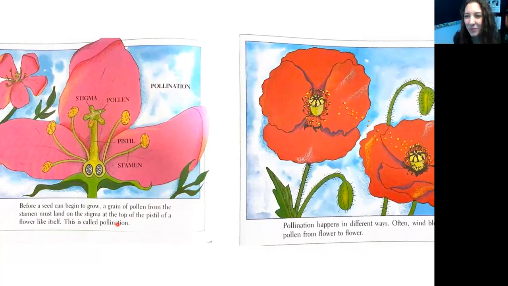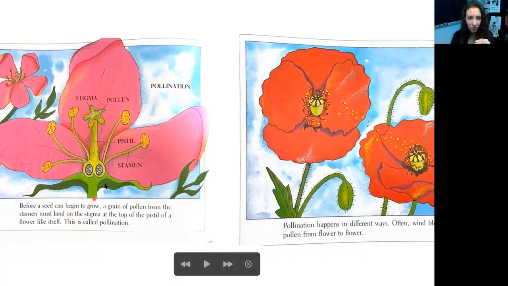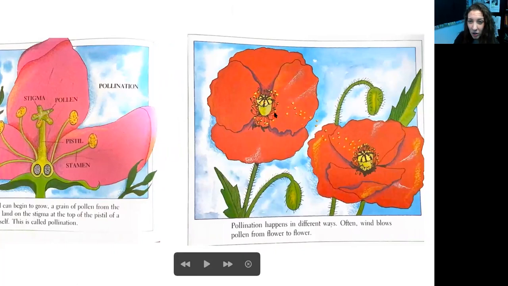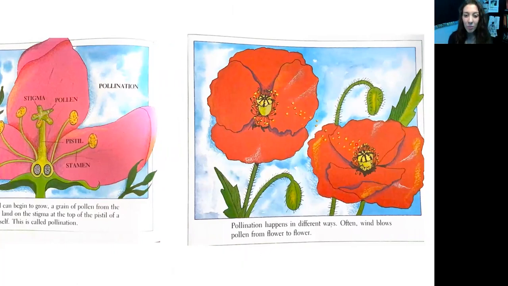There it goes. So basically, before a seed can be made, a little bit of the yellow stuff, the pollen, has to go from this stamen to another flower that's the same exact kind. Kind of weird. So did you know pollen? And here's like a picture of it. See, this is one flower and it's actually moving the pollen to another flower so that there can be pollination to make a seed.